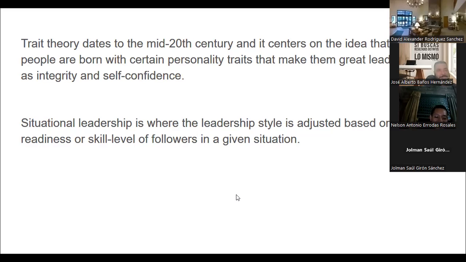Okay, so yes, this is like the introduction again, right? Theory dates to the mid-20th century and it centers on the idea that some people are born with certain personality traits that made them great leaders, such as integrity and self-confidence. The first question here is mid-20th century. What is mid?